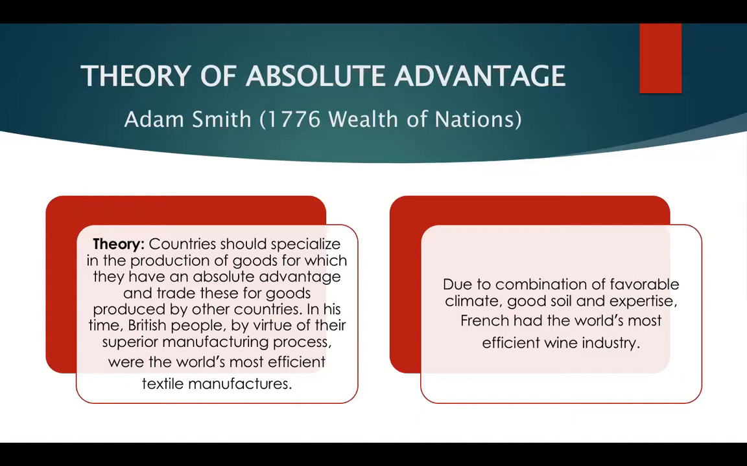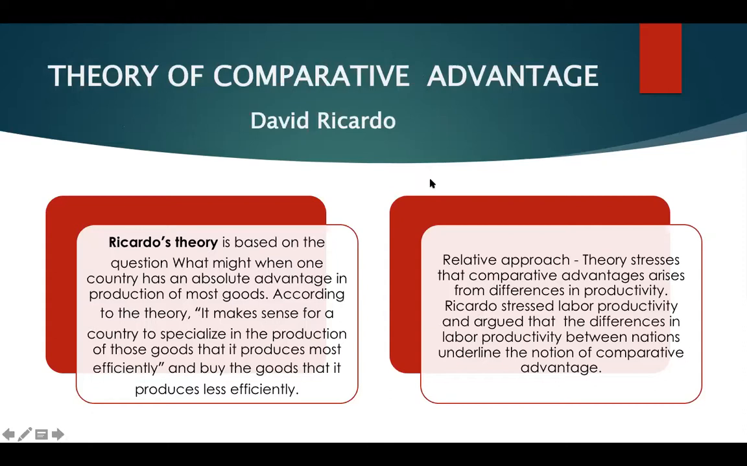And another example I already mentioned is discussed here on the right-hand side. Due to a combination of favorable climate, good soil, and expertise, the French had the world's most efficient wine industry. That is nothing but absolute advantage. And we move on to the next theory.